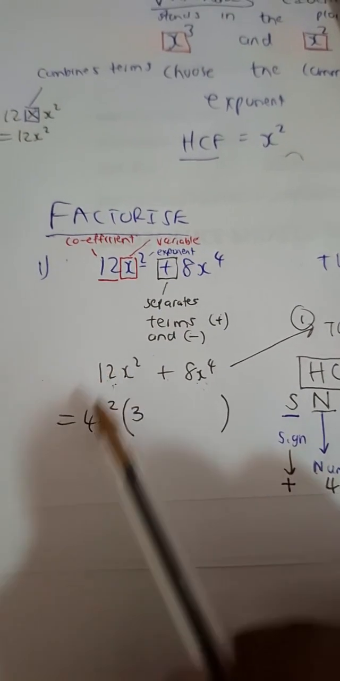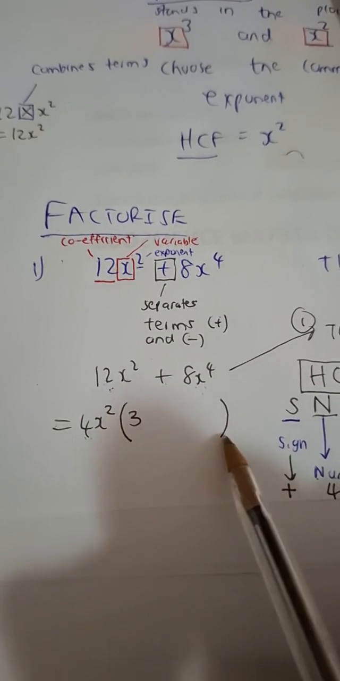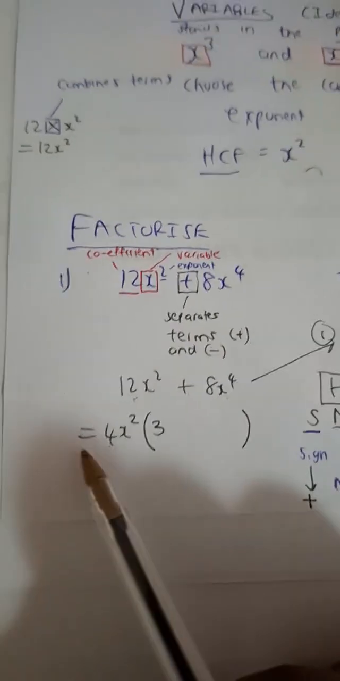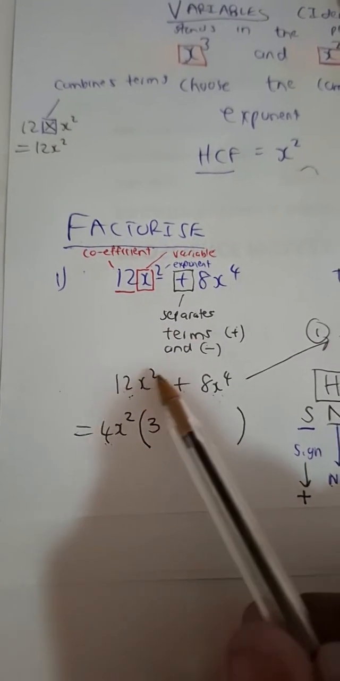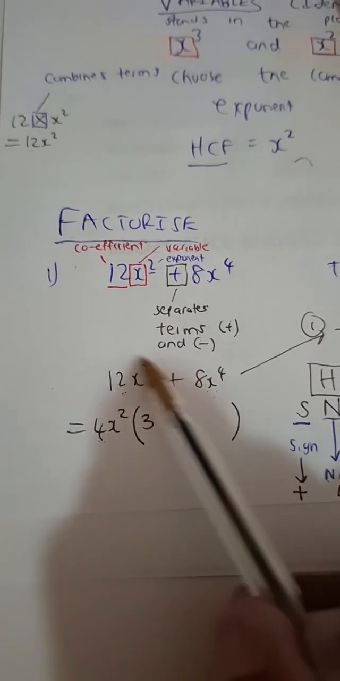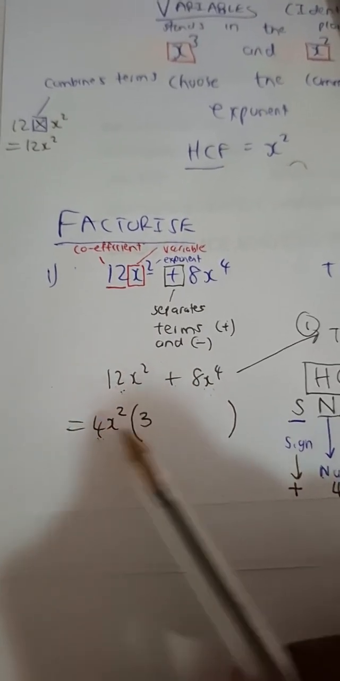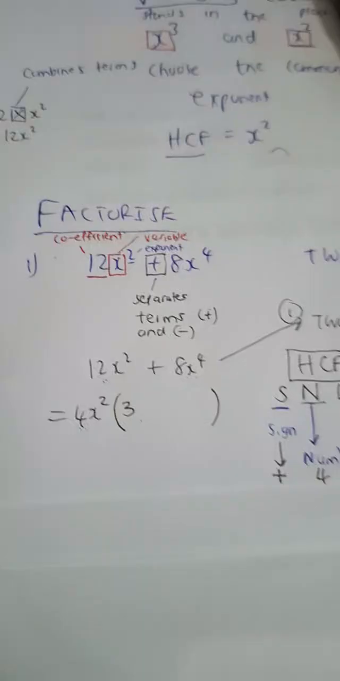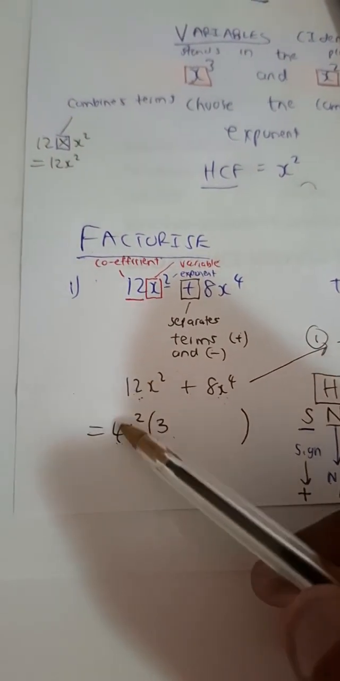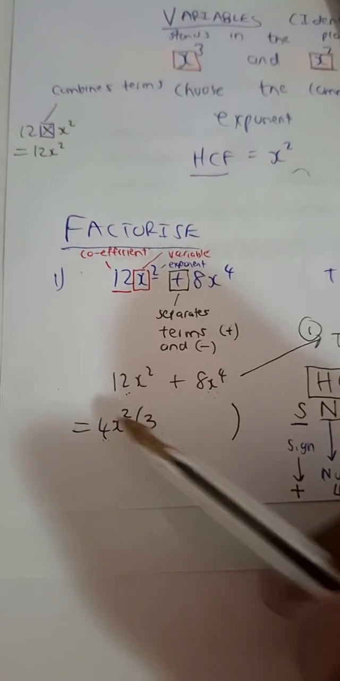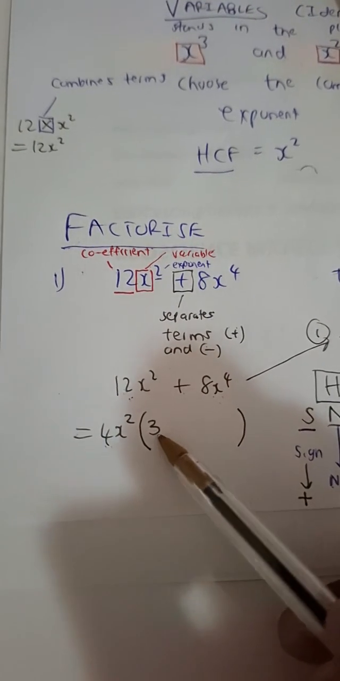Then what's 12 divided by 4, guys? Now we want to find out what's left over. We've taken out 4x squared, but now what's left over on the left hand side? We can either say 4 times what gives you 12, or you can say, what's 12 divided by 4? 12 divided by 4 is 3. So that means the 3 is what's left over.